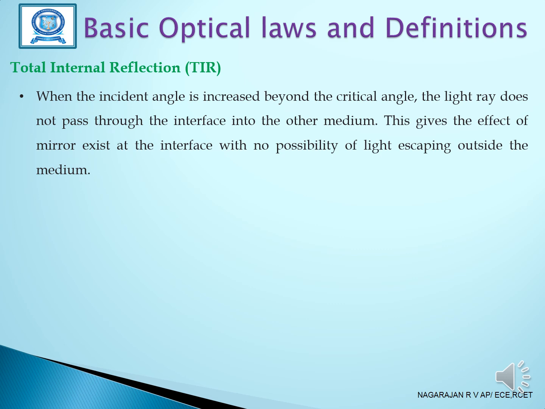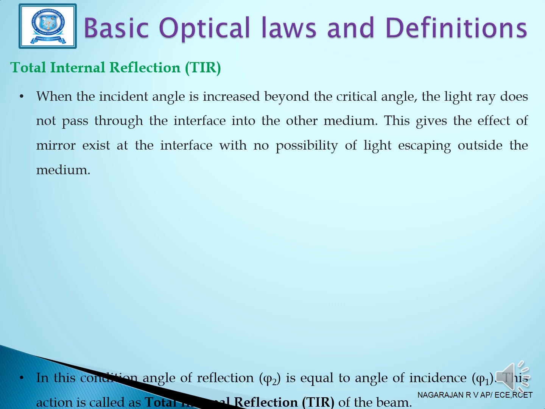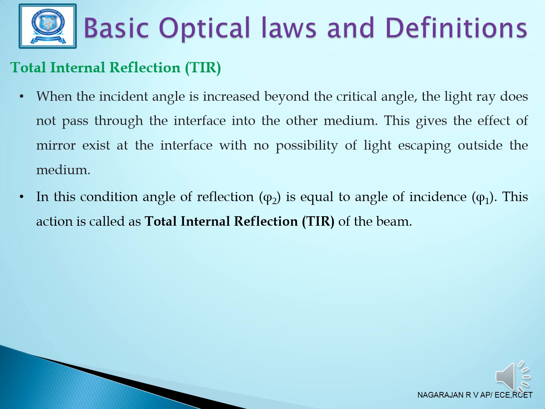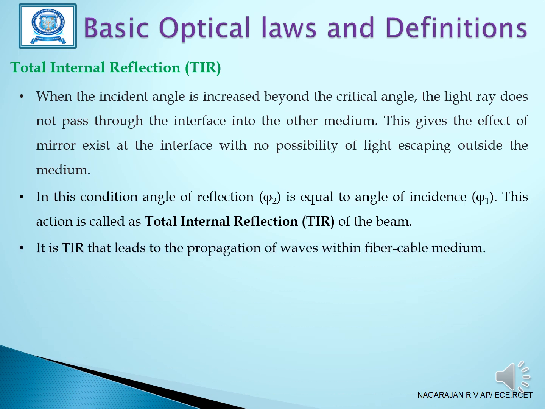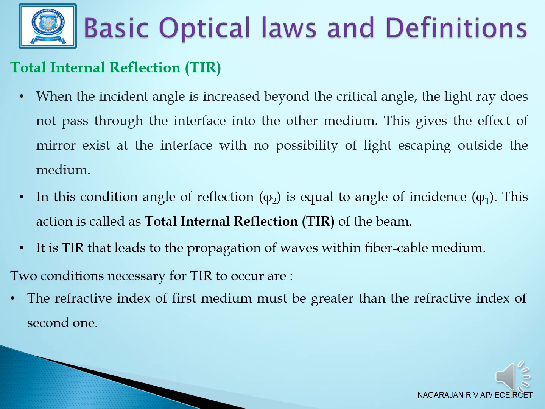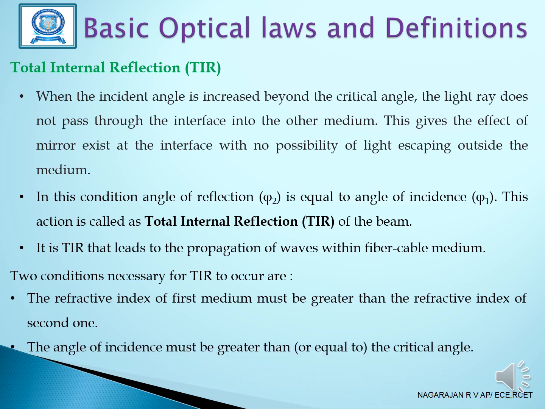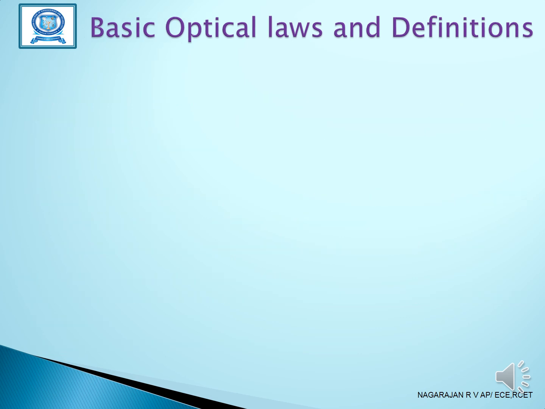when the incident angle is increased beyond the critical angle, the light ray does not pass through the interface into the other medium. So it gives the effect of a mirror existing at the interface with no possibility of light escaping outside the medium. In this condition, the angle of reflection phi 2 is equal to the angle of incidence. This action is called total internal reflection of the beam. So TIR leads to propagation of waves within the fiber cable medium. Two conditions necessary for TIR to occur are: the refractive index of the first medium must be greater than the refractive index of the second one, and the angle of incidence must be greater than the critical angle.